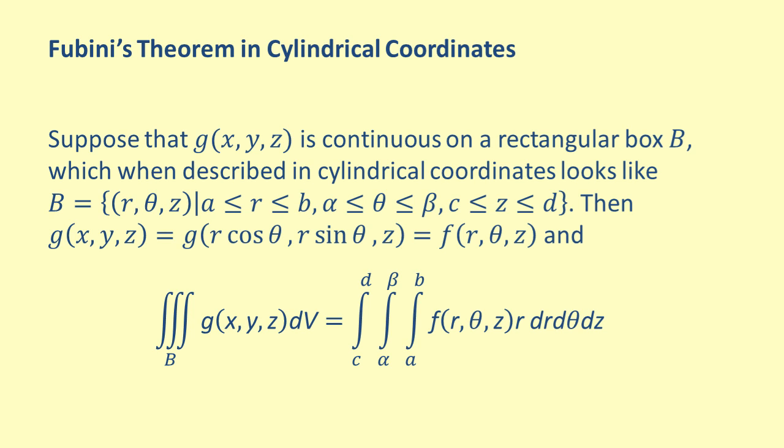Fubini's theorem in cylindrical coordinates tells us that the triple integral over the region B of g of x, y, z is equal to the triple integral over the region B of f of r, theta, z times r dr d theta dz. To evaluate the integral of f of r, theta, z times r dr d theta dz, we use the corresponding bounds defined for r, theta, and z in the region B. Once we have the integral in this form, we can evaluate it just as we would any other iterated integral.